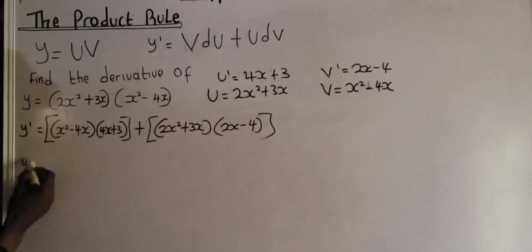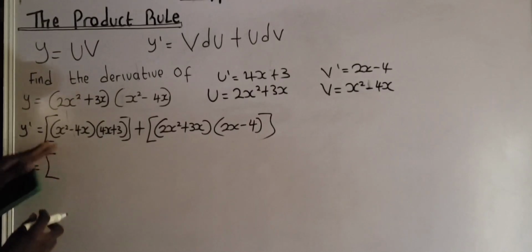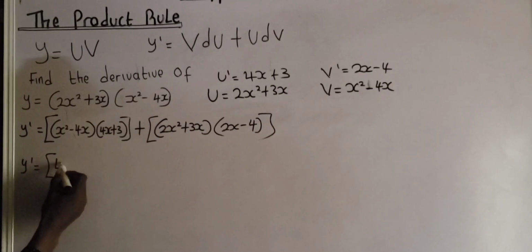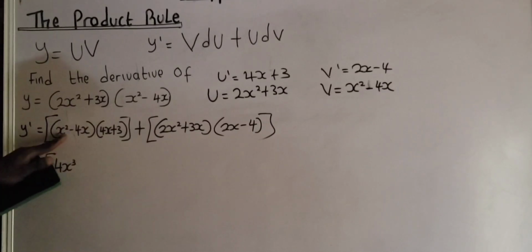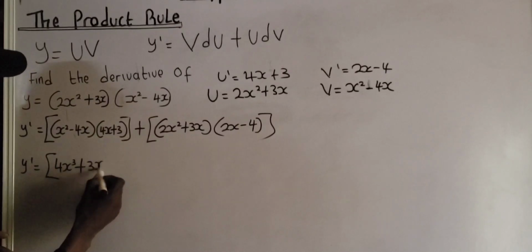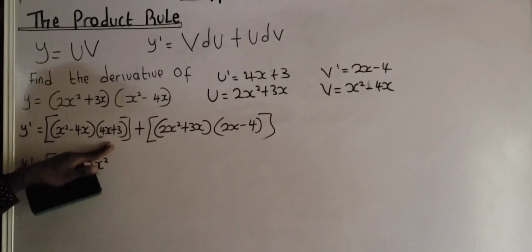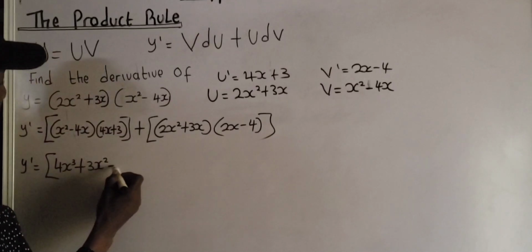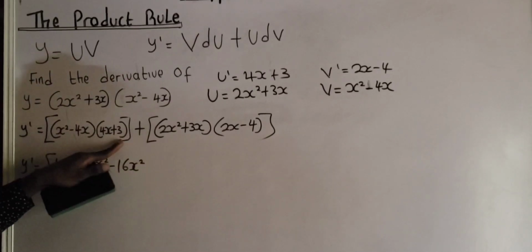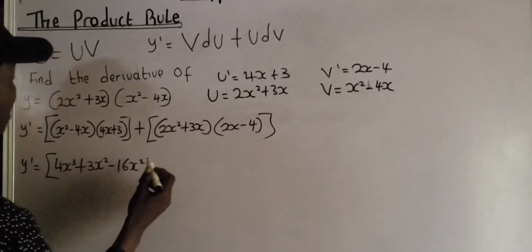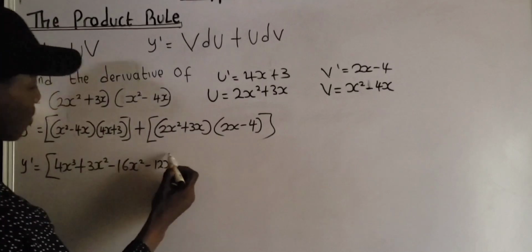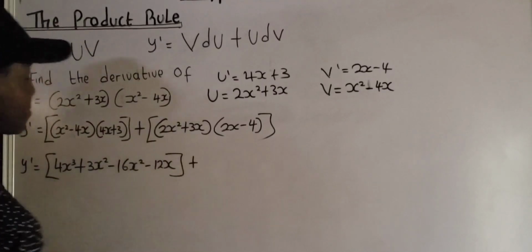The derivative of y is equal to, now open the bracket, x squared multiplied by 4x. That will give us 4x raised to the power of 3. x squared multiplied by 3, that is plus 3x squared. Minus 4x multiplied by plus 4x, that is minus 16x squared. Minus 4x multiplied by plus 3, that will give us minus 12x. Do you understand? Now, put the addition sign.